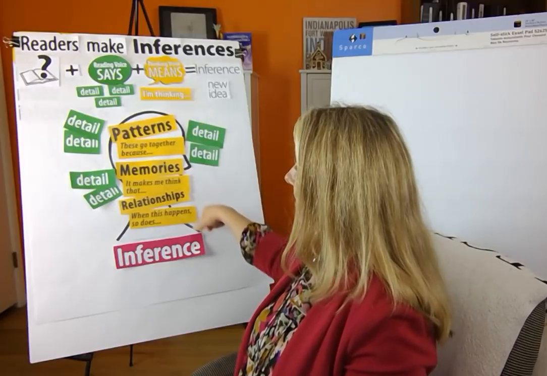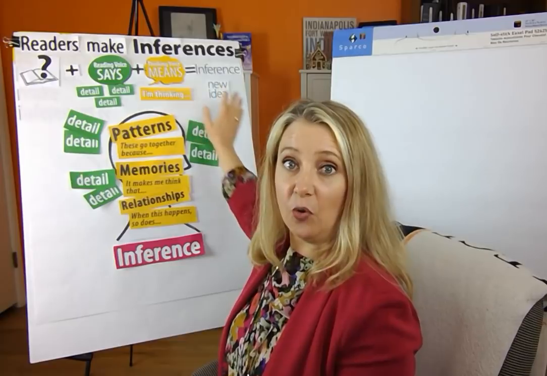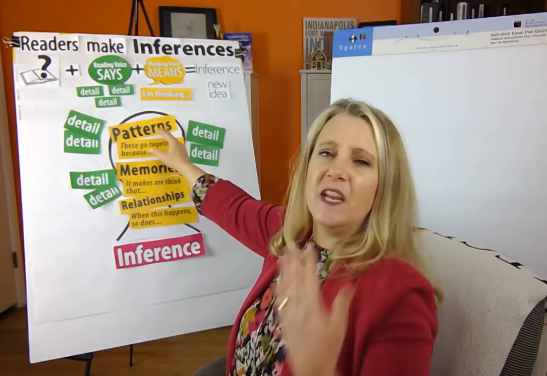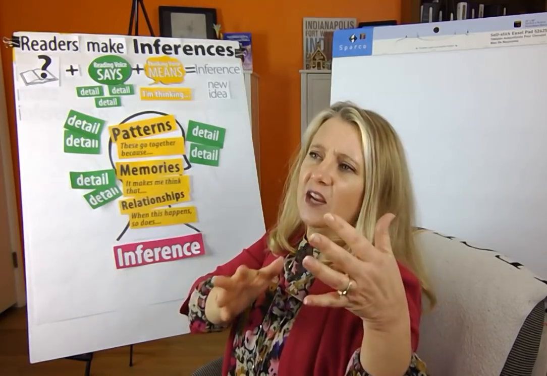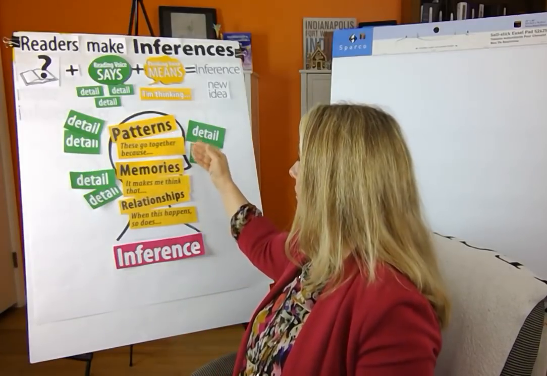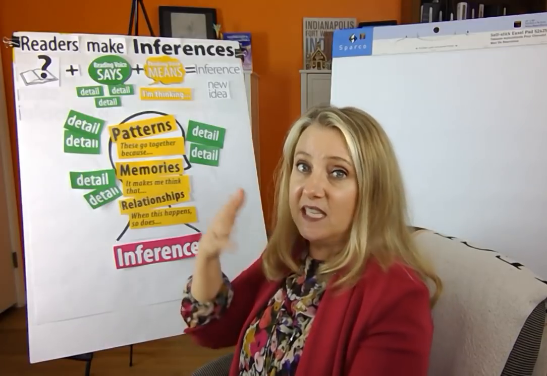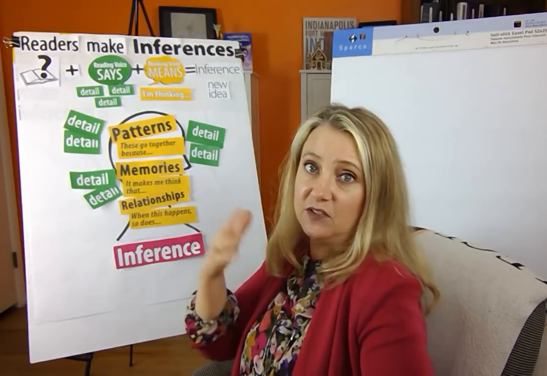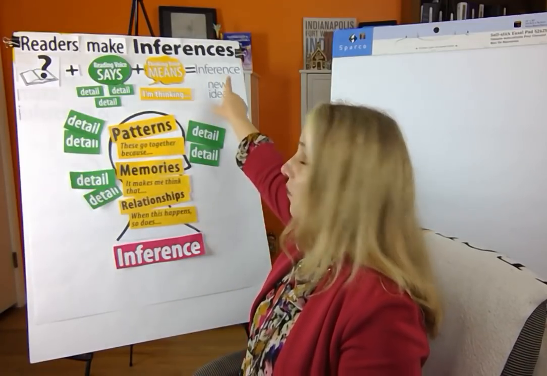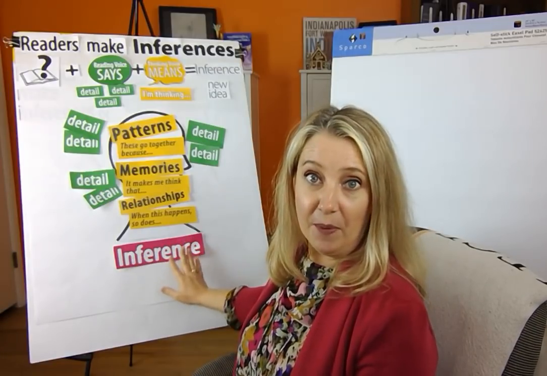The head here is the silhouette, and we collect details from what the text says around the head. And then we do our thinking. We think of things that go together. When I see this and this, it reminds me of. We see patterns. We think of memories. We think of relationships. Well, when this happens, it means when this happens, so does this. So all of that thinking is in the head. And then when we have our inference, the new idea, it's listed here at the bottom.